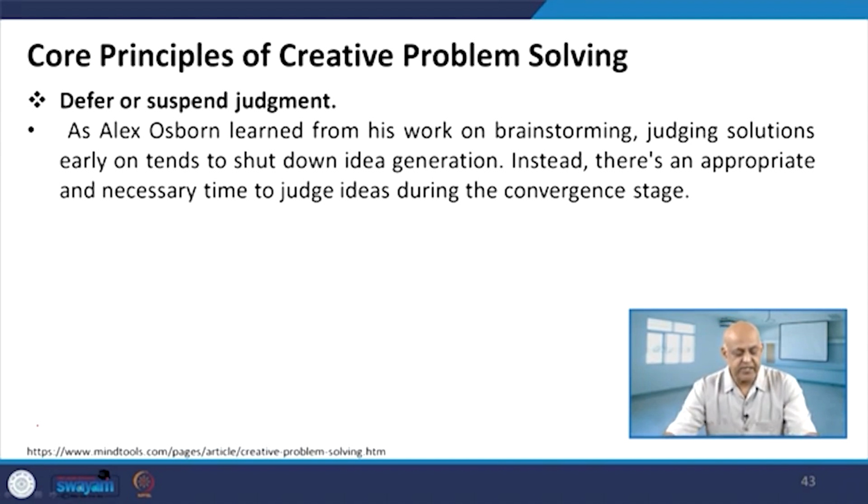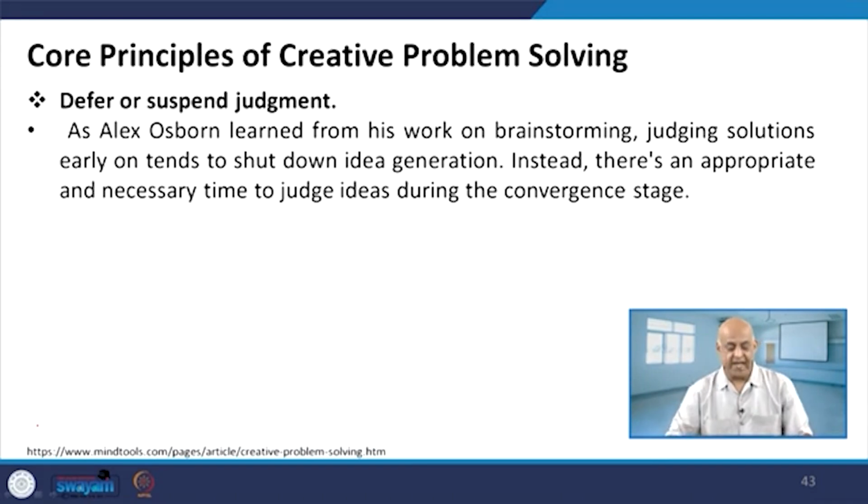Therefore, there is suspended judgment. As Alex Osborn learned from his work on brainstorming, judging solutions early on tends to shut down idea generation. Now, you see many times people very fast conclude that this is the decision to be taken, but then what is happening is that many ideas are shut down.